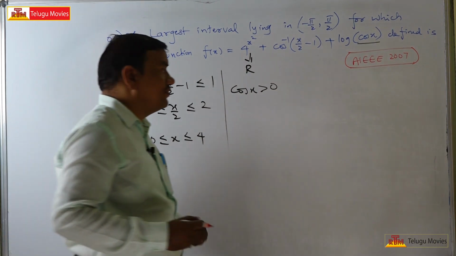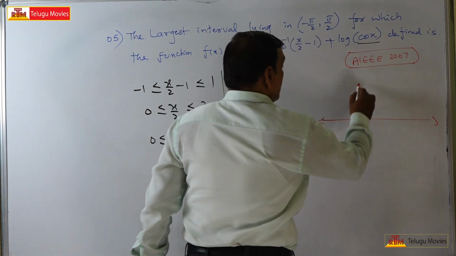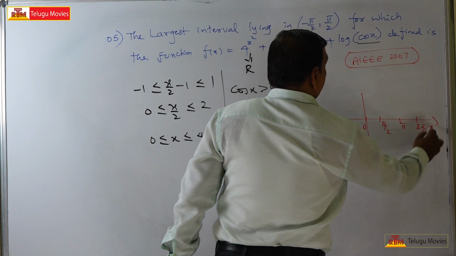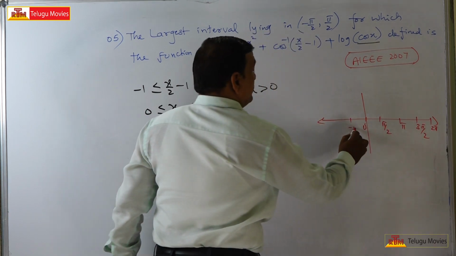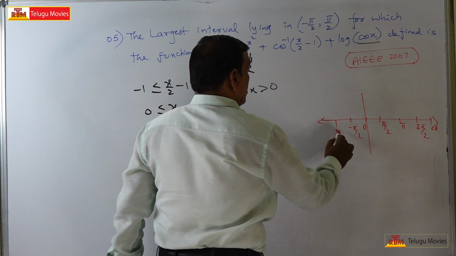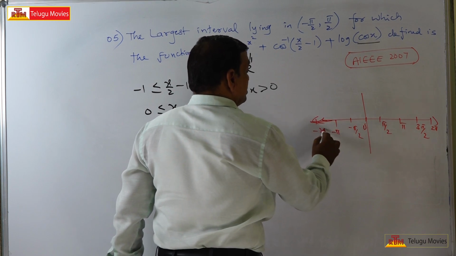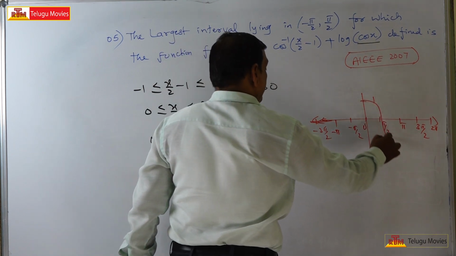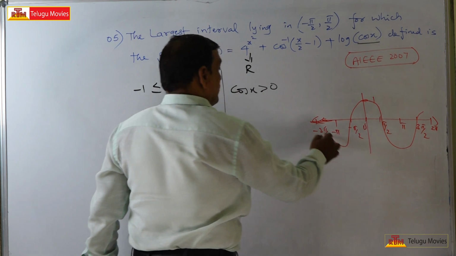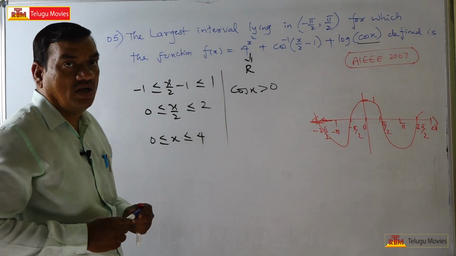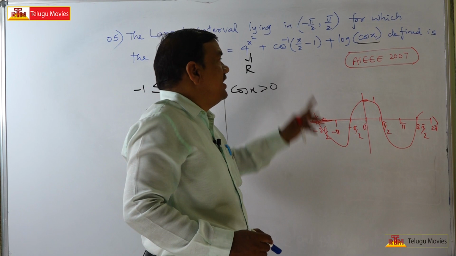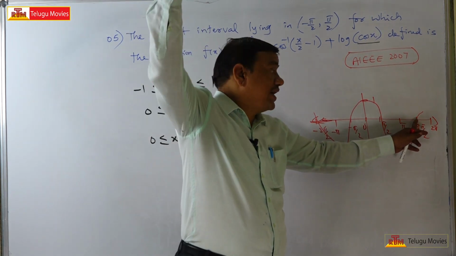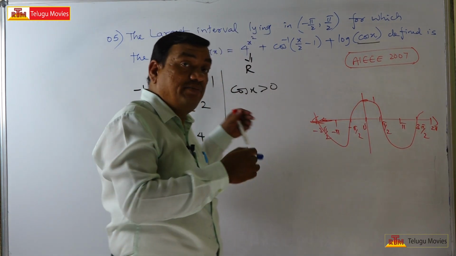If you draw the graph, we can easily draw it. This is 0, this is pi by 2, pi, 3 pi by 2, and this is 2 pi. Coming to this side, this is minus pi by 2, minus pi, minus 3 pi by 2. This is 1, cos 0 is 1, then pi by 2, pi, 3 pi by 2. So it will come like this. If you observe, cos is positive in the intervals minus pi by 2 to plus pi by 2, again 3 pi by 2 to 5 pi by 2, and on this side minus 3 pi by 2, minus 5 pi by 2.